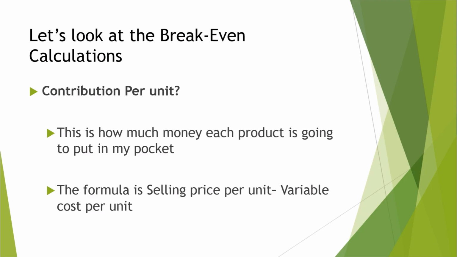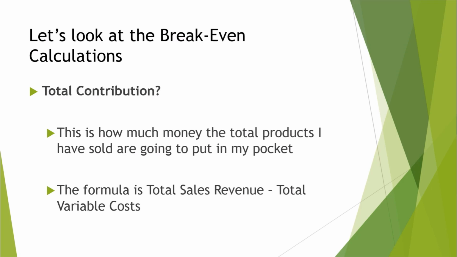So let's look at the break-even calculations. First things first, I need to calculate my contribution per unit, and this is how much money each product is going to put in my pocket. The formula for contribution per unit is the selling price per unit minus the variable cost per unit. If I want to look at total contribution, this is how much money the total products I have sold are going to put in my pocket. The formula is total sales revenue minus the total variable costs.